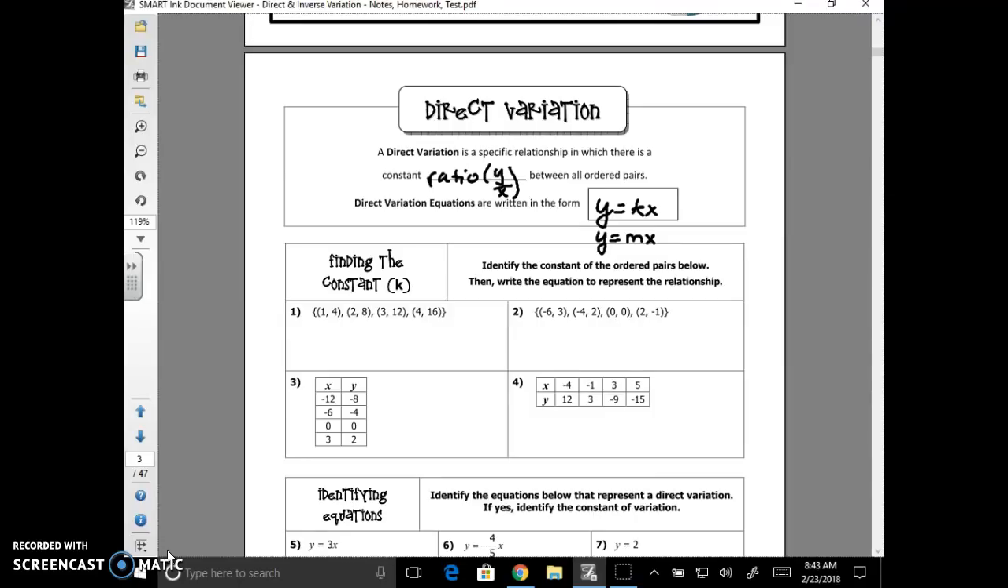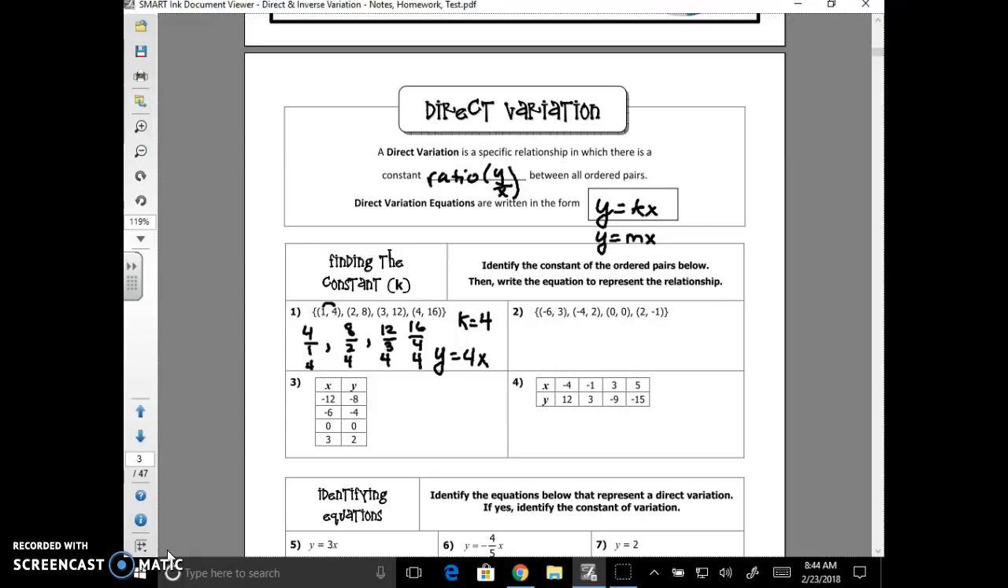All right, so here's our ordered pair, and remember the rule is y over x. So we're going to say 4 over 1, 8 over 2, 12 over 3, and 16 over 4. This one equals 4, this one equals 4, this one equals 4, and so does this one. So our k, or our constant, we can even say our slope, or m, is 4. And now we're going to write our equation, y equals 4x.